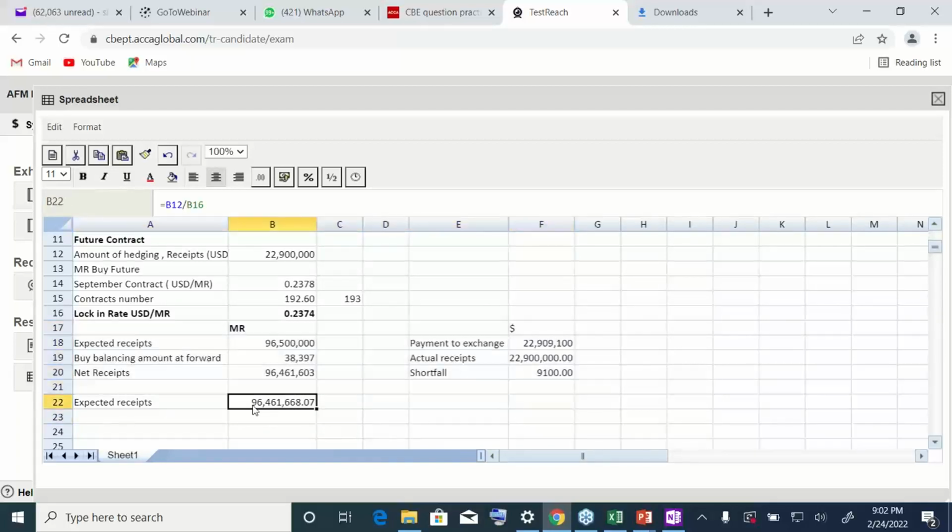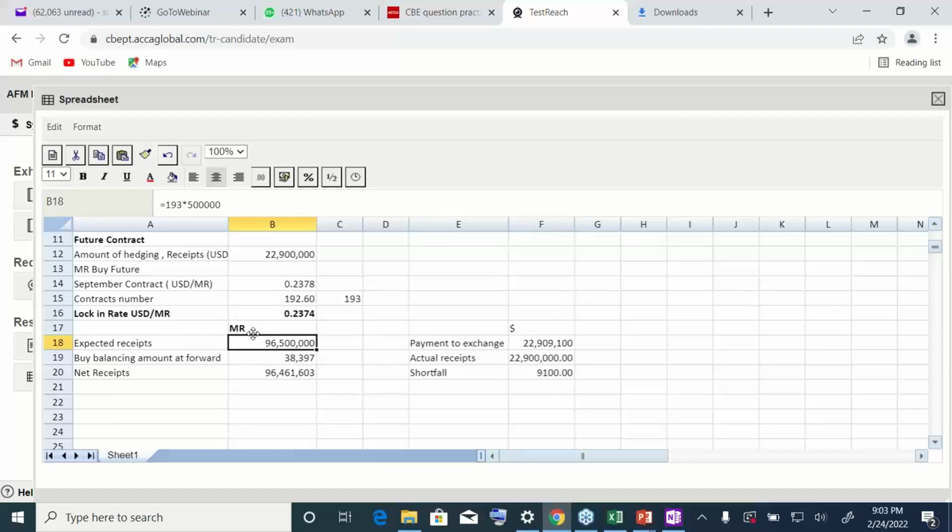But unfortunately, in this question, examiner asks us to calculate the under hedge or over hedge amount. If we look at the formula, instead of 192.60, we have over hedged. We have hedged 193 contracts. So how to calculate the expected receipt? We have booked 193 contracts. One contract has a size of 500,000 MR. So 193 into 500,000.